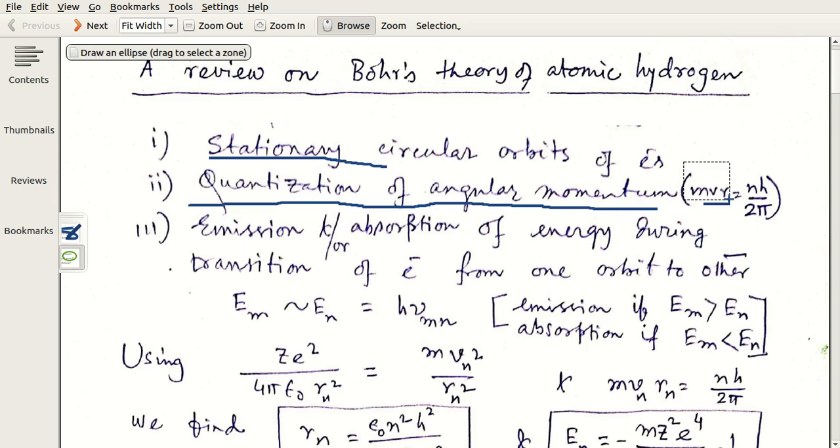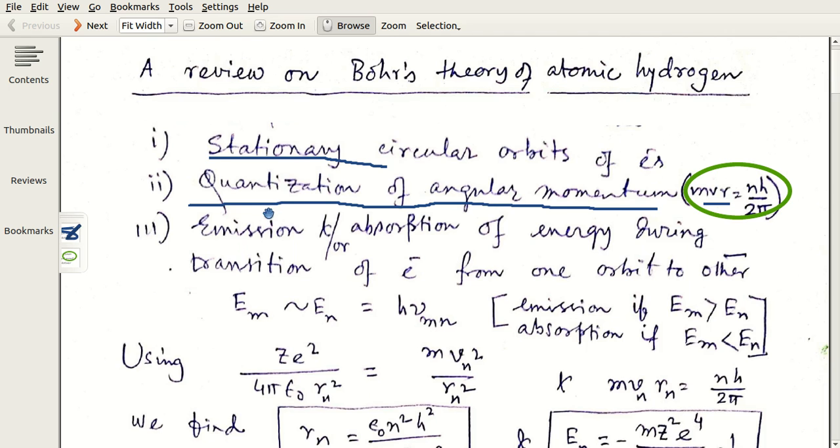This is a very important relation, and the main contribution of Bohr lies in this part. As Planck quantized the amount of emitted or absorbed energy, and in case of the photoelectric effect, as Einstein quantized the radiation, that means light, by introducing the concept of photon, in Bohr's theory, Bohr quantized the angular momentum of an electron in atomic hydrogen.